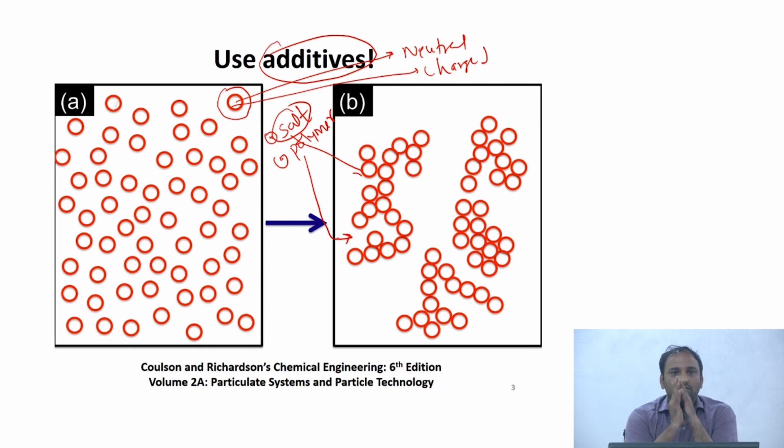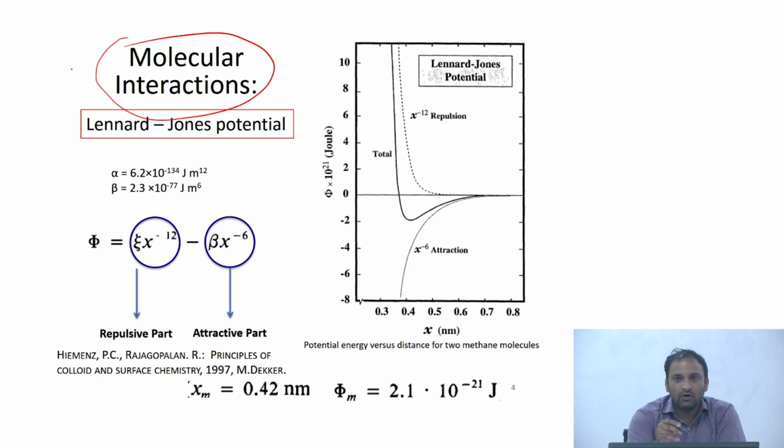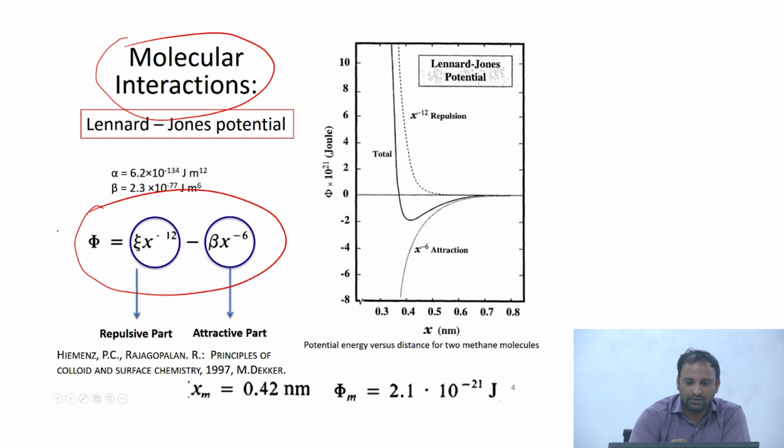Now, I've added an additive. How does it work? The way all these additives work is that it basically changes what is called interparticle interactions. We talked about intermolecular interactions, the Lennard-Jones potential, which has a repulsive part and an attractive part. That's a plot of how the potential varies as a function of separation.